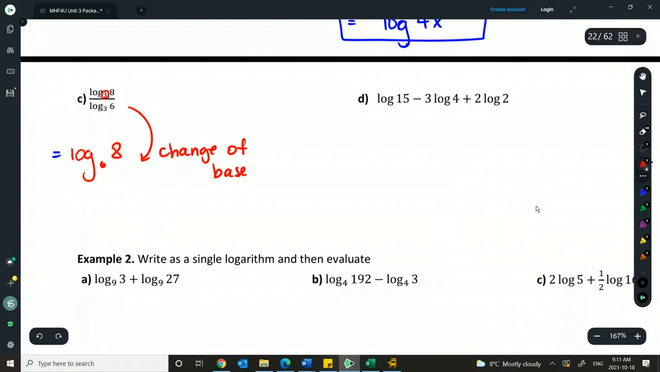So we effectively ignore these bases and just express the log of what's in the denominator as our new base, and it will be of whatever is in the numerator. As long as those bases are the same, right? I couldn't do it if it was log base 4 of 8 over log base 3 of 6. They have to be the same.